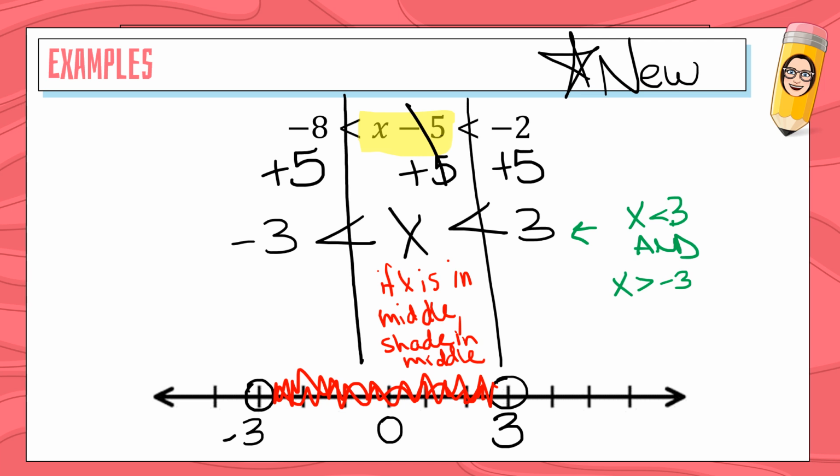So if I take a look at this, it's just another way of writing those two statements separately. Okay? And so this part in the red is kind of the cheat. It's not really mathematical, it's more of a cheat that if your variable's in the middle, we are shading in the middle.